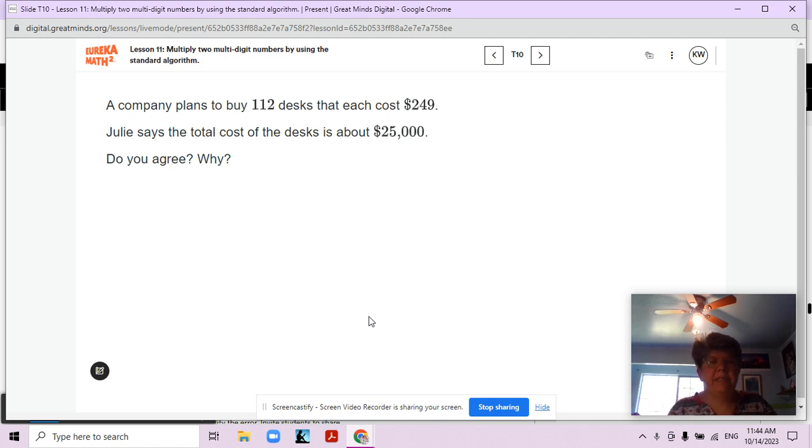A company plans to buy 112 desks that each cost $249. Maybe they're those new desks that you can put up high and stand up and do your work, or put them down and sit down. It's a pretty expensive desk. Maybe it's fancy and made of glass. I'm not sure. Julie says that the total cost of the desks will be $25,000. Do you agree, and why?